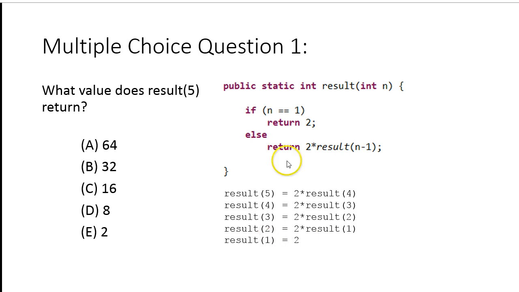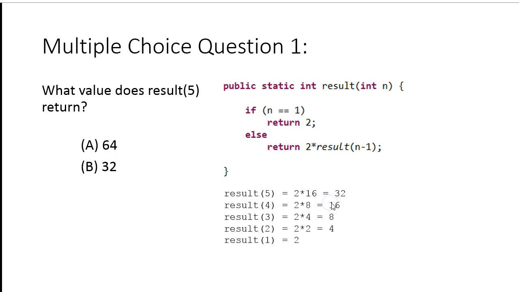Result 1 is our base case, so we return 2. When this becomes 2, that gets passed up, and we finish the previous call. We get 4, so now I know result 2. Once that's terminated, I go up. Now I know result 3. Now I know result 4. Now I know result 5. So we see that the answer here is 32.